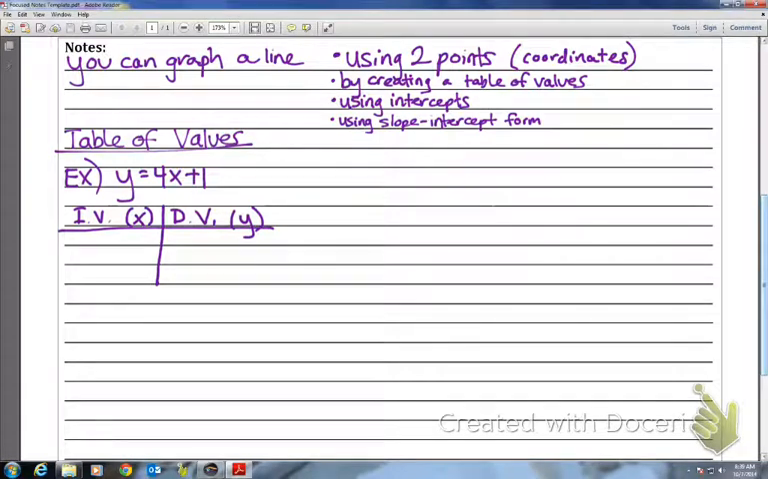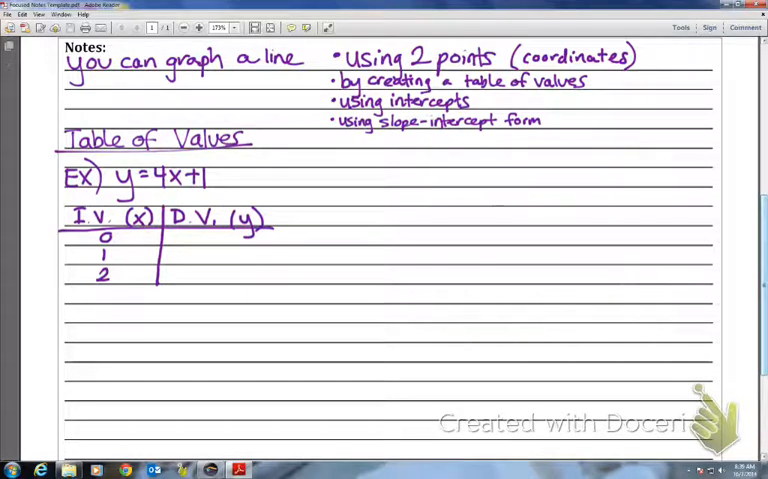To create a table of values, all you have to do is plug in random values for x. You can choose any values of x that you want, and then you have to plug them into the equation and figure out what y would equal. So for example, let's choose the values 0, 1, and 2. I'm going to plug in 0 first. When I'm done with that, I'm going to plug in 1. When I'm done with that one, I'm going to plug in 2. I'm plugging them in for the x values because those are my independent variables.